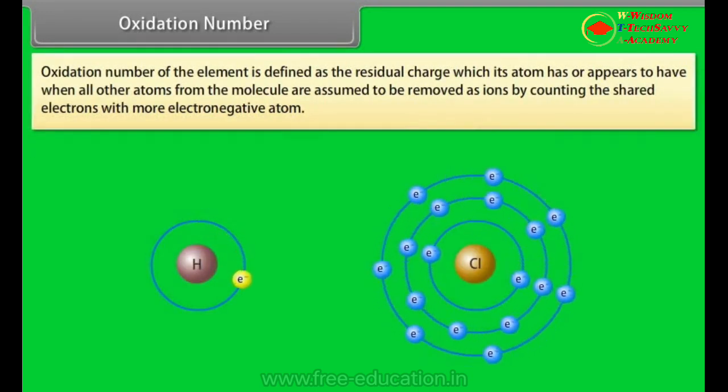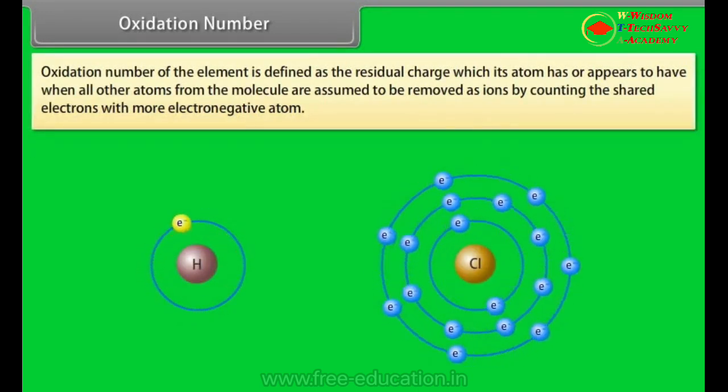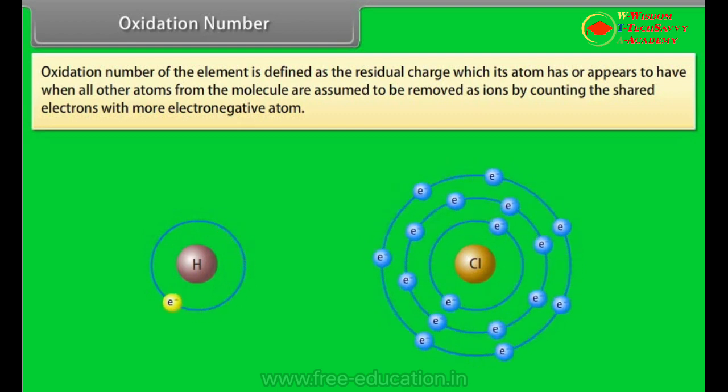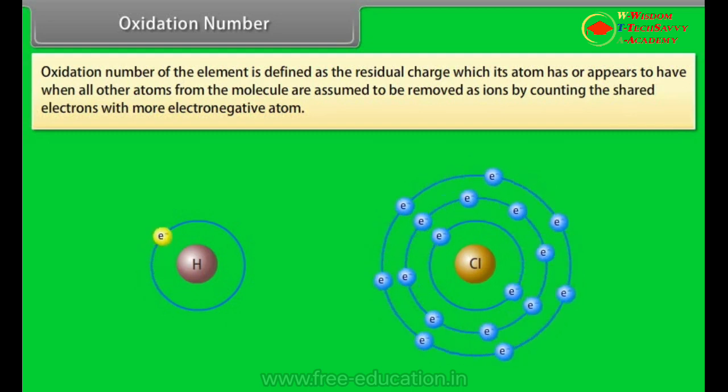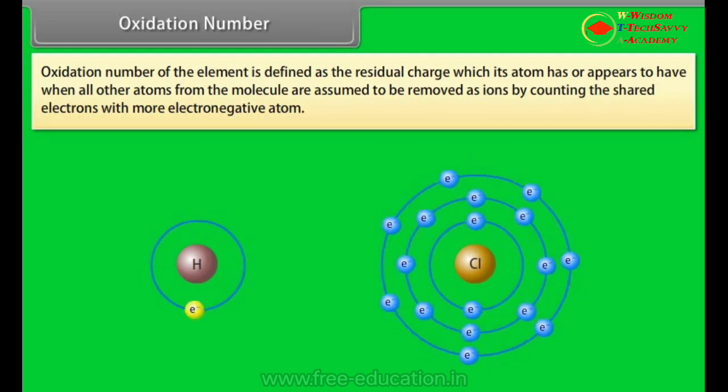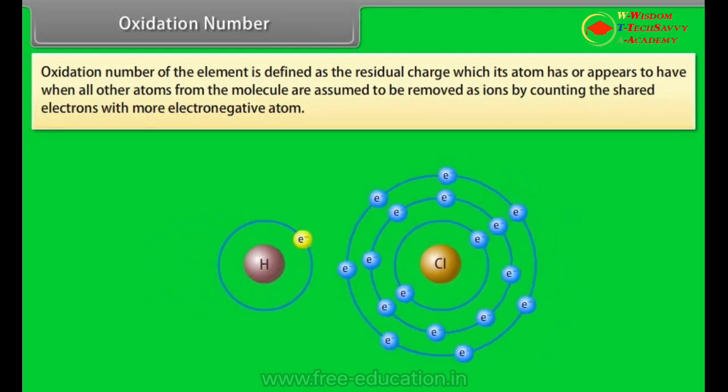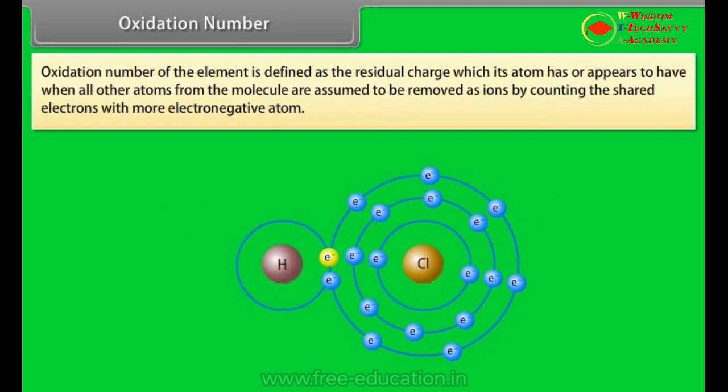Oxidation number. The oxidation number of an element is defined as the residual charge which its atom has or appears to have when all other atoms from the molecule are assumed to be removed as ions by counting the shared electrons with the more electronegative atom. Consider an example of the hydrogen chloride molecule.